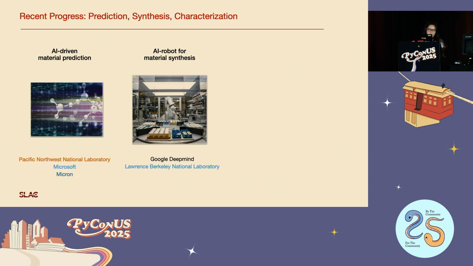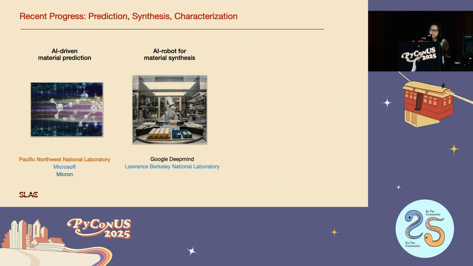So one of them, notably, is the AI-driven material prediction, driven by a public-private partnership between Pacific Northwest, Microsoft, and Micron, where they use generative AI to predict these properties and what happens to the whole stack of materials when you put them together. And this allows you to see your imagination being calculated and how it changes.